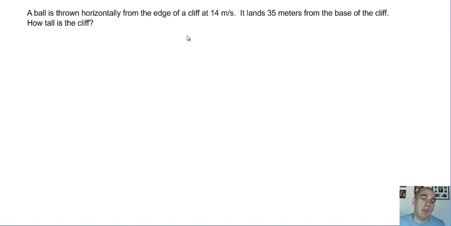Let's work an example problem of horizontal projectile motion. So the problem is the ball is thrown horizontally from the edge of a cliff at 14 meters per second. It lands 35 meters from the base of the cliff. How tall is the cliff? I like to start things with a picture.